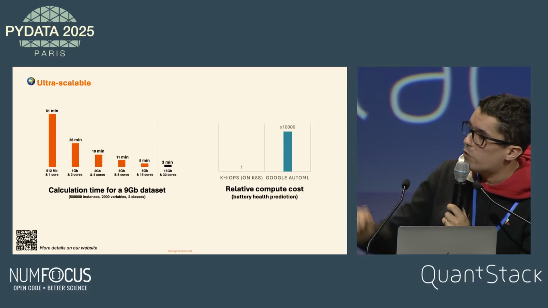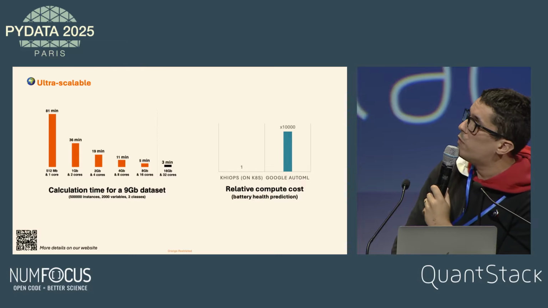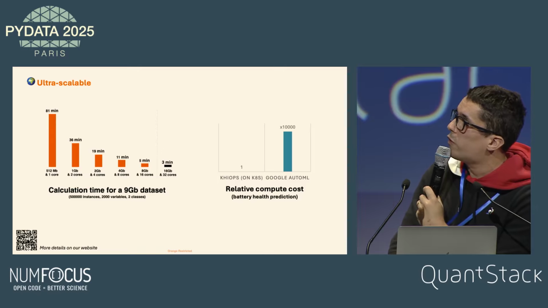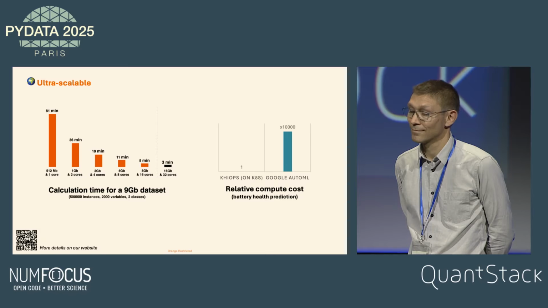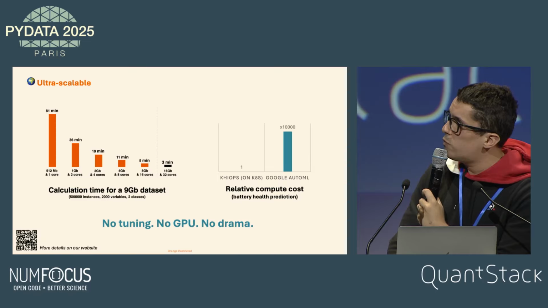You have information on the website, and this is a benchmark we did to compare KIOPS with Google AutoML, and you see the difference. So we were 50 times faster, I believe, with 200 times fewer resources. So no tuning, no GPU, no drama.